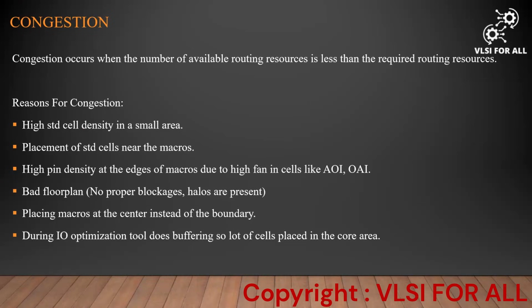So for these routing resources, in that particular G cell area, it is expecting three layers but having only one. In that case, it will report that horizontal resources are very much less compared to the vertical, and likewise congestion will occur. So what are the reasons? Let's see. The reasons are high standard cell density in a small area, like all the standard cells placed in a certain small area, which causes congestion.